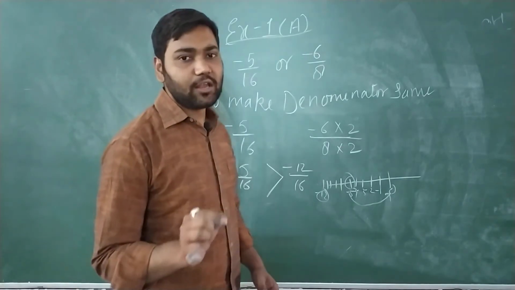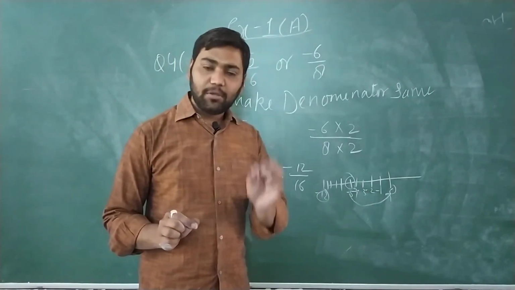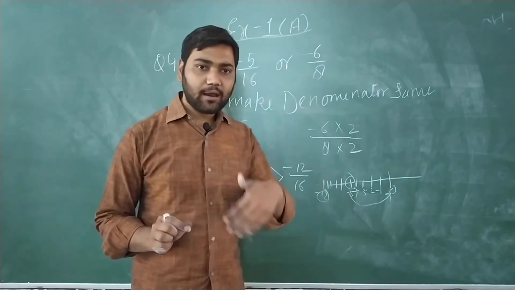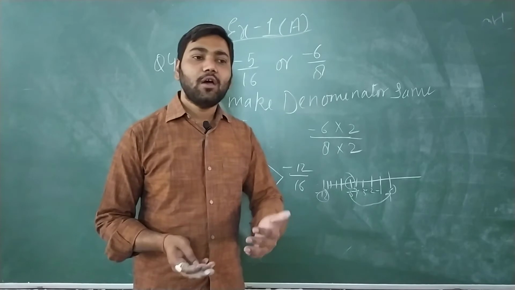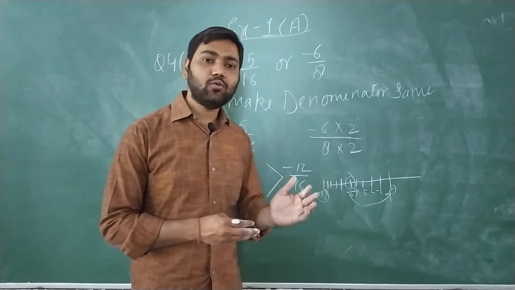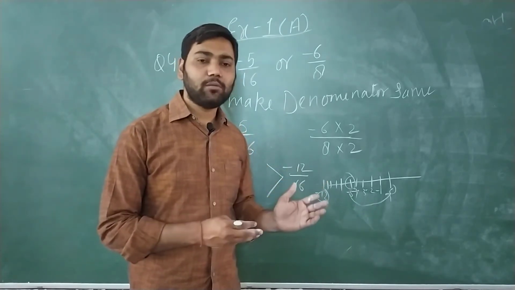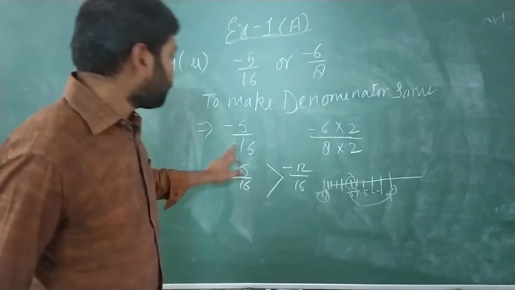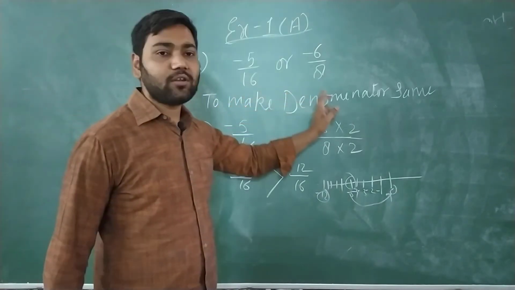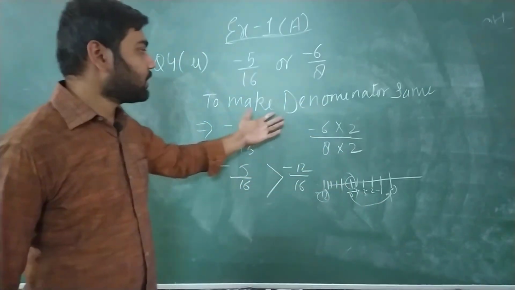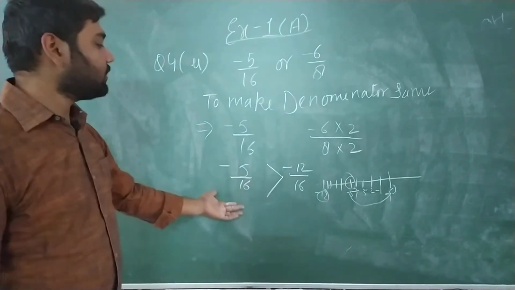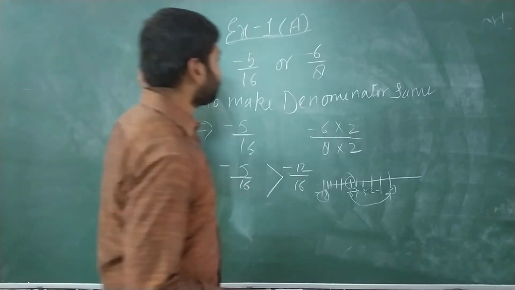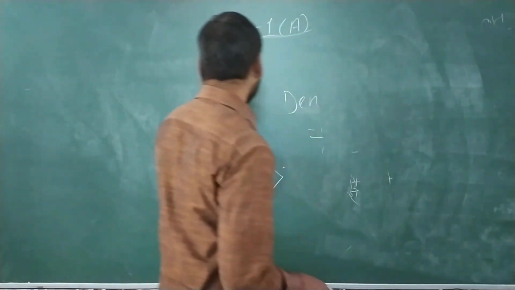Okay. So in negative integers, make sure that the values which are closer to 0 are greater, and the values which are farther from 0 will be smaller. Okay, clear? Now see what we have done. We have converted the fractions into like fractions by making the denominator the same, and we can easily identify which number is greater. Okay, after this we will see other questions.